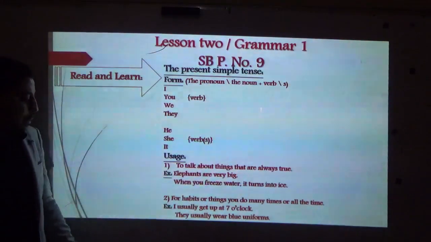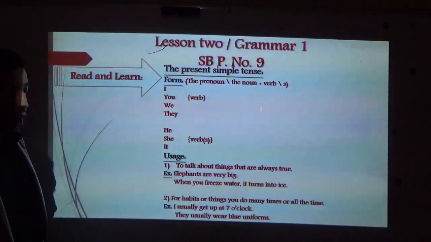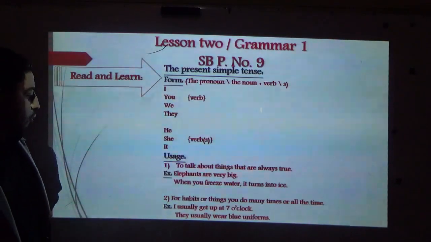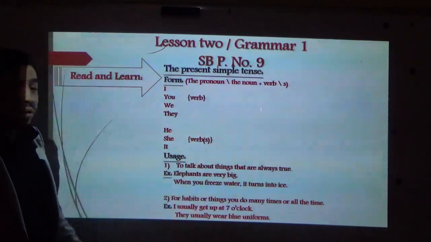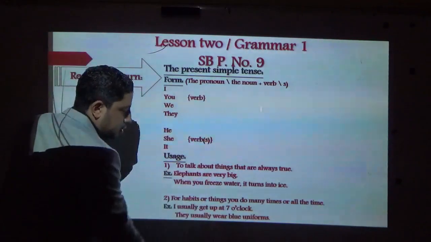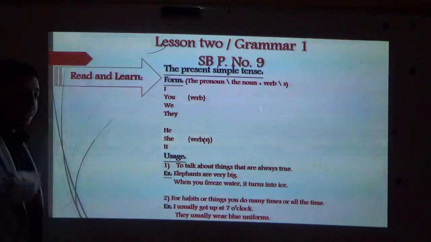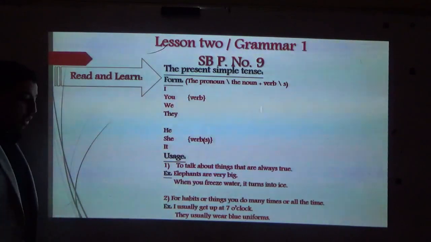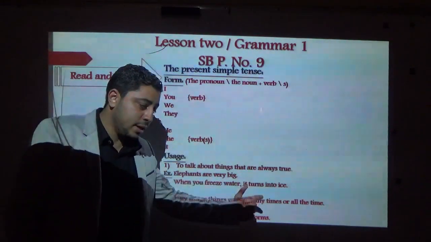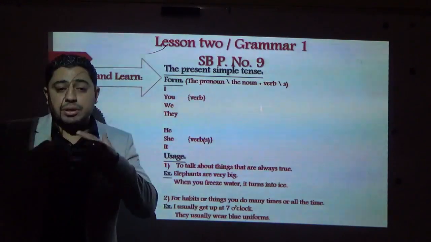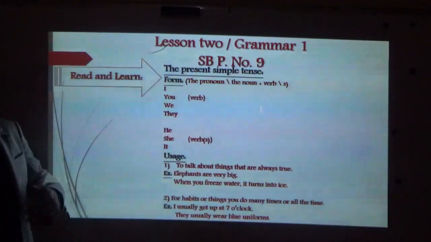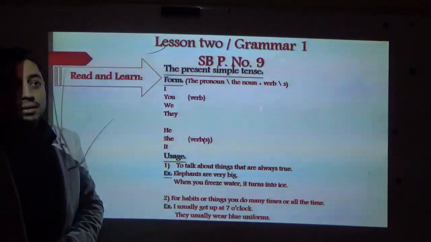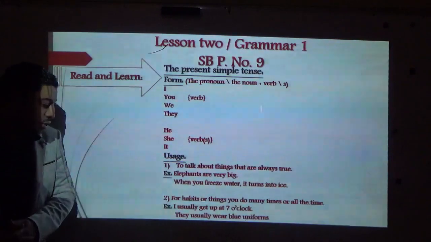Number 2, for habits or things you do many times or all the time. Like what? I usually get up at 7 o'clock. So it's a habit. When you do something usually or all the time or every day, it's called a habit. I usually get up at 7 o'clock. I usually have my dinner at 7 o'clock and so on.